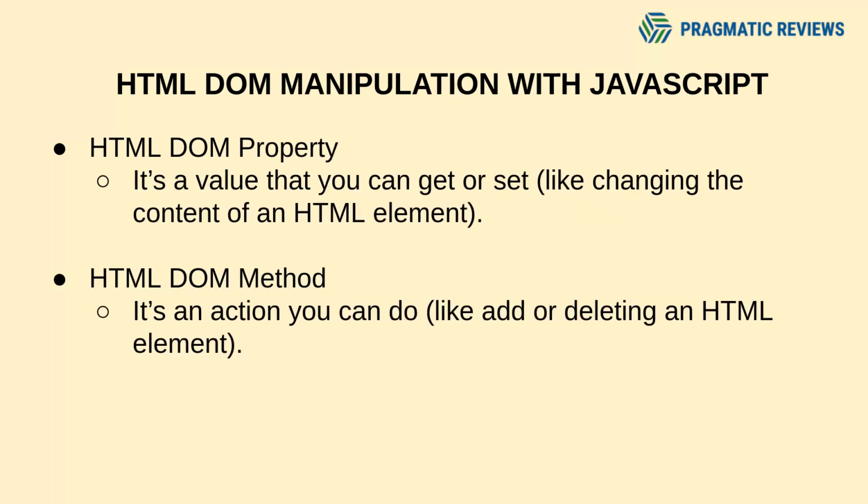Before jumping into the most important properties and methods that the HTML DOM API provides in order to manipulate the DOM, let's review what a property and a method are. An HTML DOM property is a value that you can get or set, that you can read or write, like changing the content of an HTML element. And an HTML DOM method is an action that you can do, like adding or deleting an HTML element.